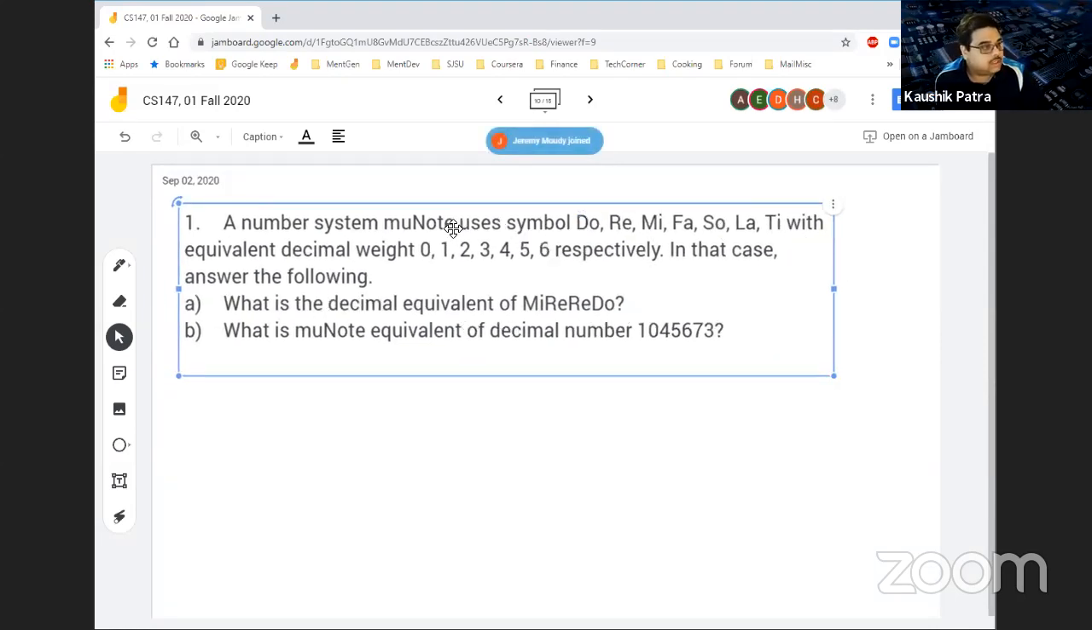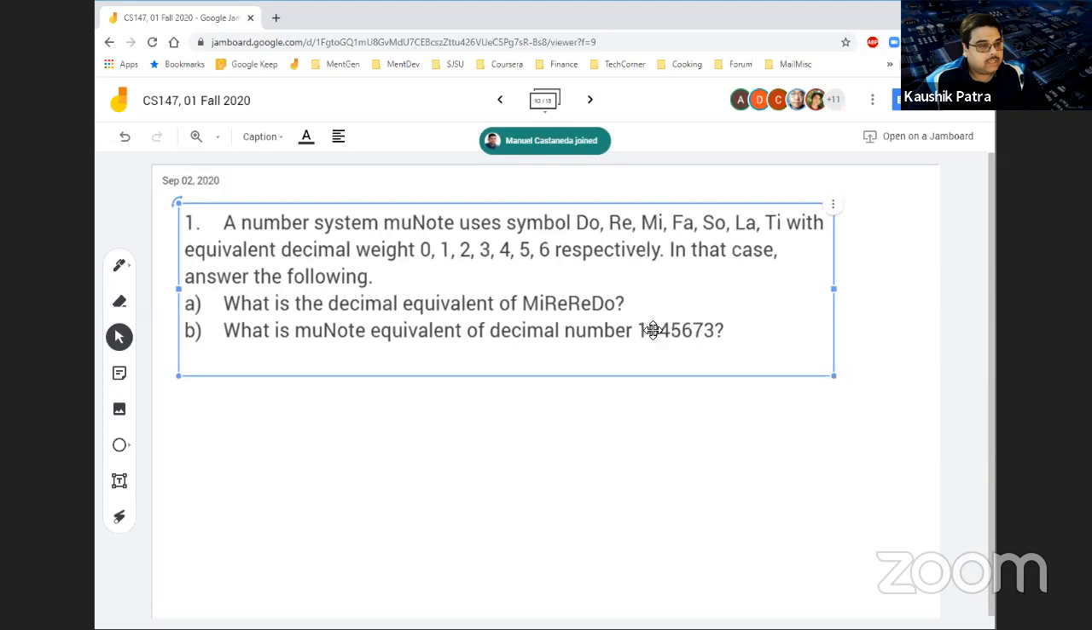We have a number system called mu note that uses the symbols do, re, mi, fa, sol, la, ti, with decimal weights equivalent to 0, 1, 2, 3, 4, 5, 6 respectively. So do is 0, re is 1, mi 2, fa is 3, sol is 4, la is 5, and ti is 6. Now we are given a value written in the mu note system: mi, re, re, do. What is the decimal value for that one?